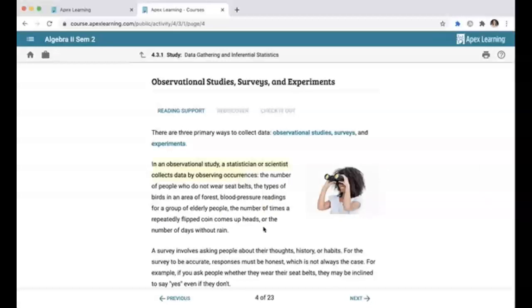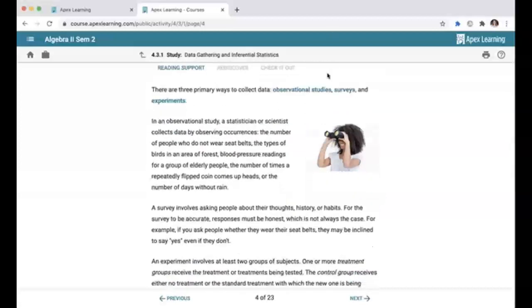And right here's a really good description of an observational study, okay? And it's just collecting data by observing occurrences, right? So a couple examples, they said number of people who do not wear seatbelts, right? They don't change anything, they don't ask anything, they just watch people as they drive by in their cars. Or blood pressure readings for a group of elderly people, right? So maybe they go into their normal doctor and they get their blood pressure readings, right? Something like that, okay?